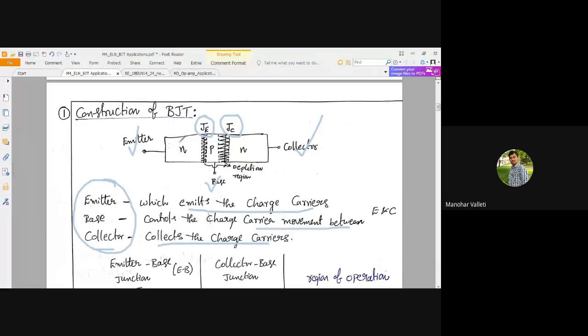And what about the doping concentration and areas of each region? Wherever the emitter is connected, that N region is highly doped and the area is moderate. Wherever the base is connected, that P region is lightly doped and the area is very small. And wherever the collector terminal is connected, that N region is moderately doped and the area is high. So this is all about the construction.